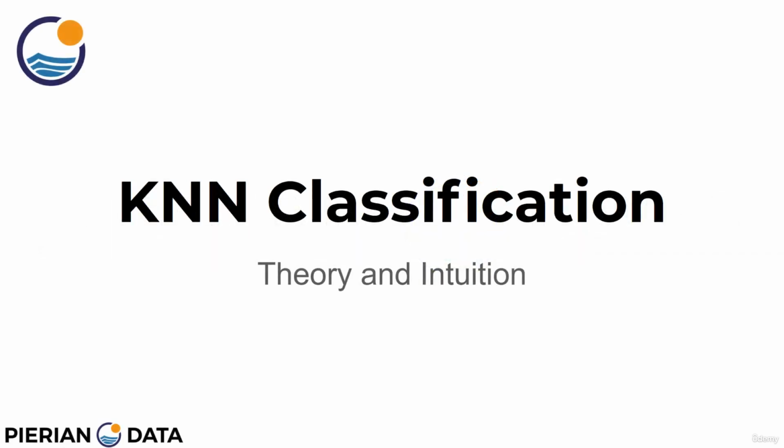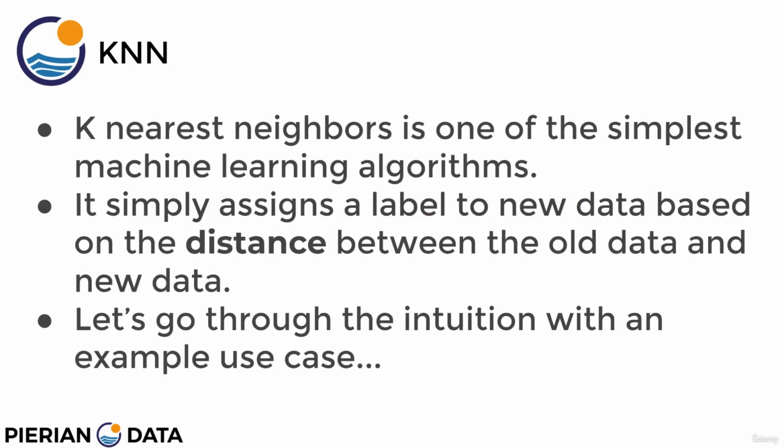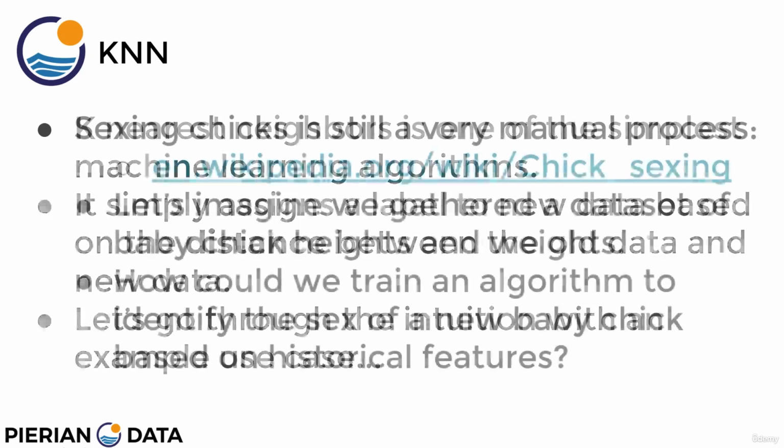Welcome back everyone to this lecture on the theory and intuition behind KNN classification. KNN, or k-nearest neighbors, is one of the simplest machine learning algorithms. The way it works is it simply assigns a label to new data based on the distance between the old historical labeled data and the new incoming data. Let's go through the intuition behind k-nearest neighbors with an example use case.